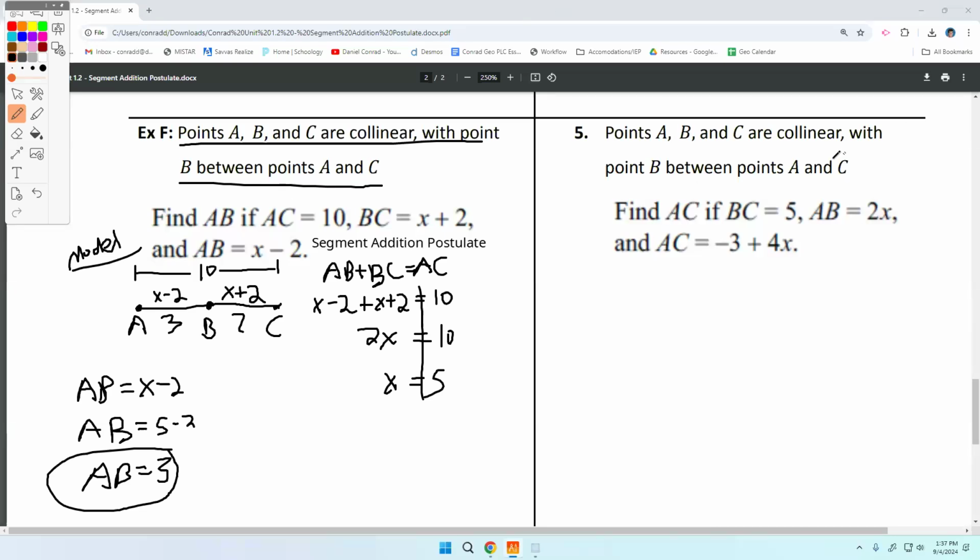All right, same thing for this next one here. A, B, and C are collinear with B between A and C. So again, we're going to draw our diagram. Here's A. B is in the middle between A and C. Okay, this time they're telling us BC is 5, AB is 2x, and then AC, the whole thing, is -3 plus 4x.